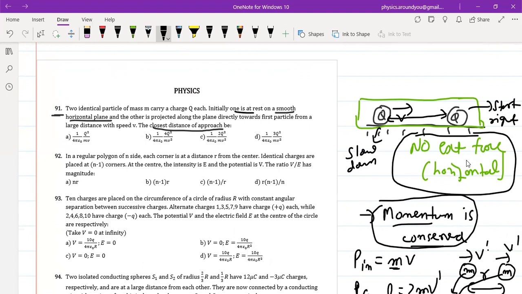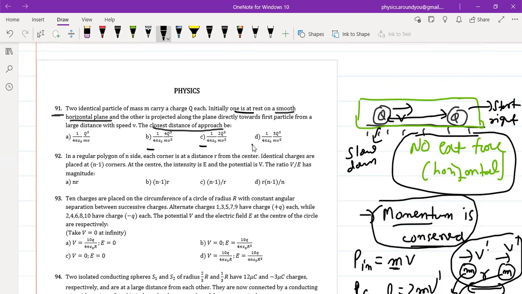Initial energy was purely kinetic. Final energy is a mixture of kinetic and potential. So that is the concept of CDA, where at the moment of closest distance of approach, both masses will have the same velocities. That is one of the key concepts. So that is question 91. Well, you may also note this in the NEET exam, it will help you a lot.